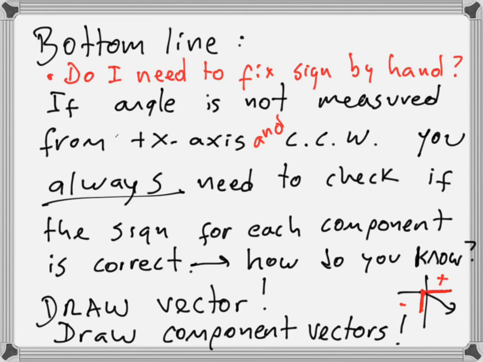Well, you need to first of all draw the vector, obviously. Second, you need to draw the component vectors, that is the x component vector and the y component vector. Only by looking at those component vectors you can tell what sign you are expecting. Are you expecting the x component to be positive or negative according to your picture? So this is an essential step.